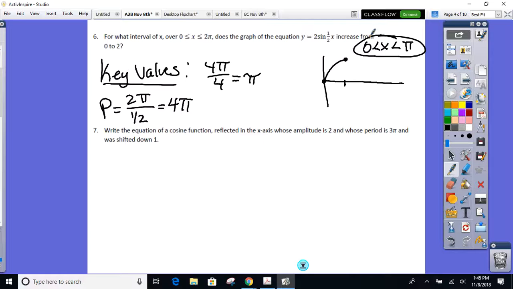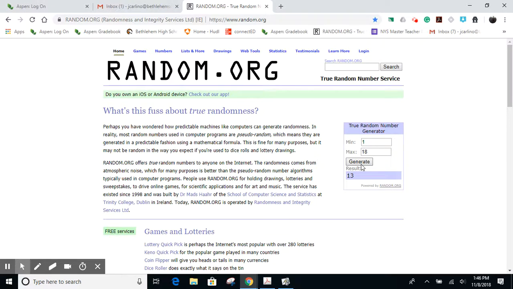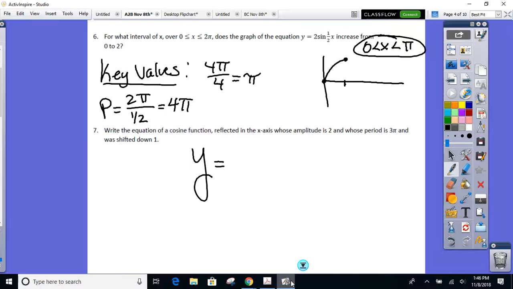You and your group, I'm kind of done talking for now. You and your group, see if you can come up with the equation for 7. Come up with the equation for 7. Who's got this one? 13. Ready to go? Go ahead.